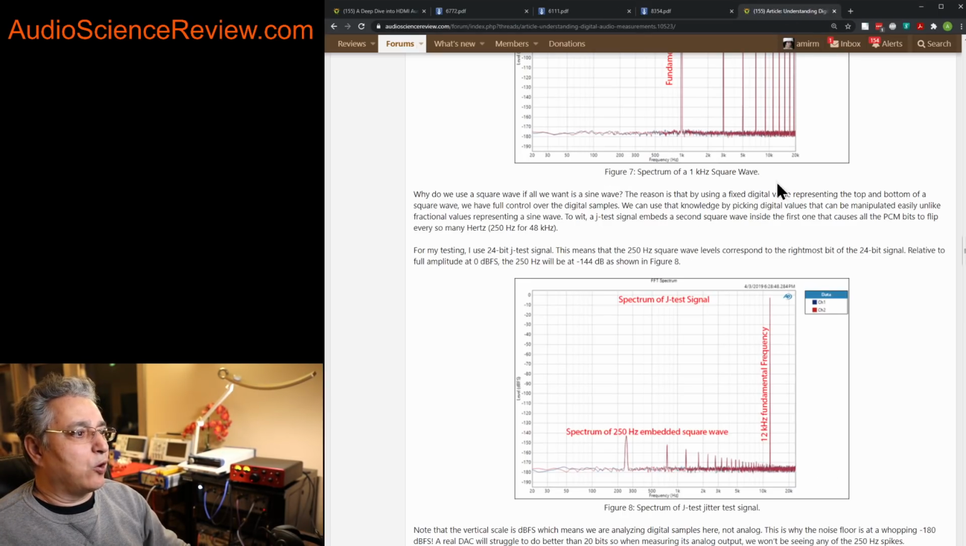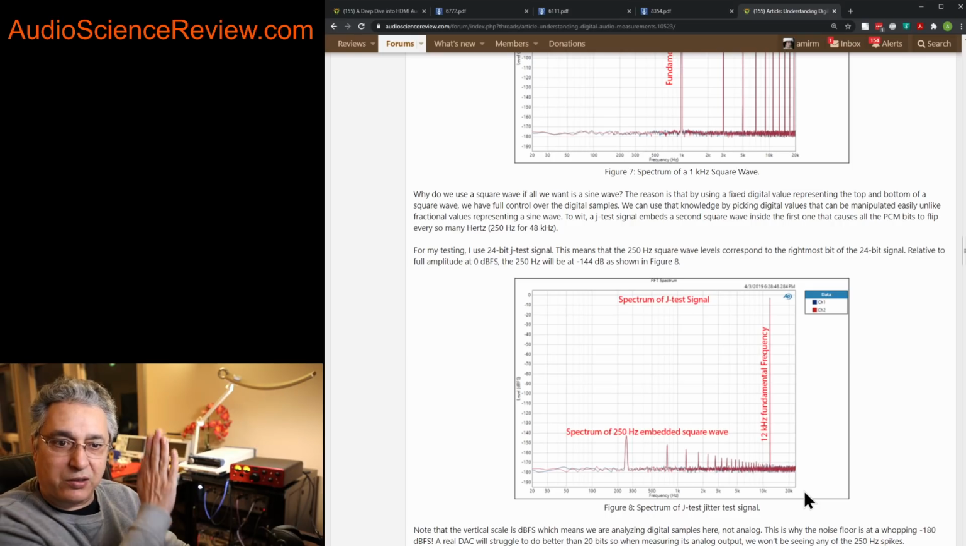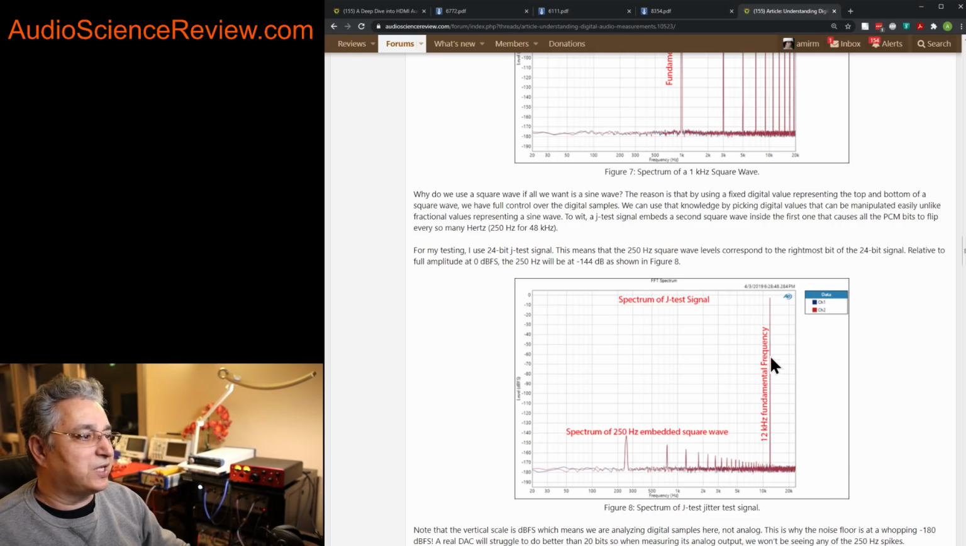So what does that look like if we just took a spectrum of the J-test signal and band limited it, so we're not looking at the harmonics of square waves? So we see that pure 12 kilohertz tone that I talked about. So that's what this spike is. This is our wanted signal. Inside of it, as I mentioned, 250 times a second we have a square wave. What is the spectrum of a 250 hertz square wave? It's 250 hertz and then 3 times higher, 750, and then 5 times higher and so forth, and the amplitude goes down.